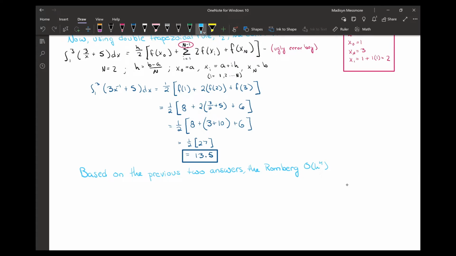All right, so there's 2 formulas. I1 equals 4T2 minus T1 over 3. And then there's I2 equals 4T4 minus T2 over 3. So which one do we use?